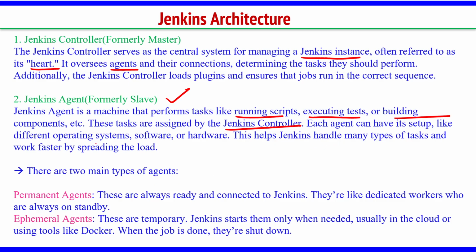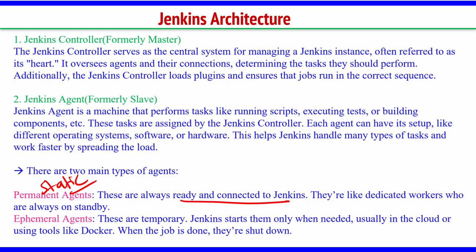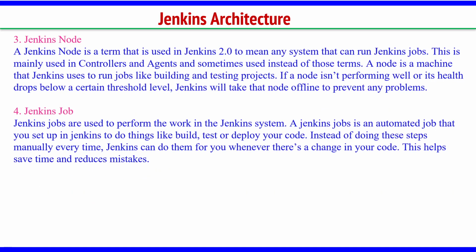There are two types of agents, permanent and ephemeral, that is static agents and dynamic agents. Static agents are always ready and connected to Jenkins, whereas ephemeral or dynamic agents are temporary. Jenkins starts them only when needed, usually in the cloud or using tools like Docker. When the jobs are done, they are shut down. So we have two types of agents in Jenkins.